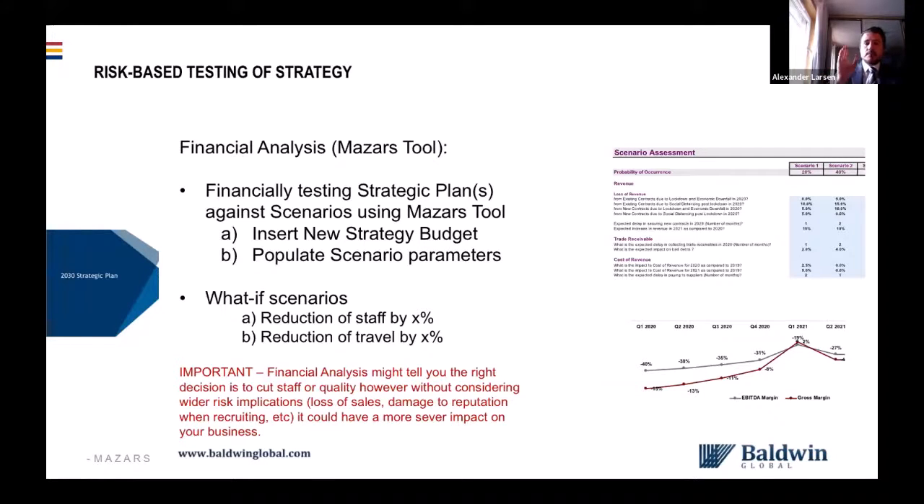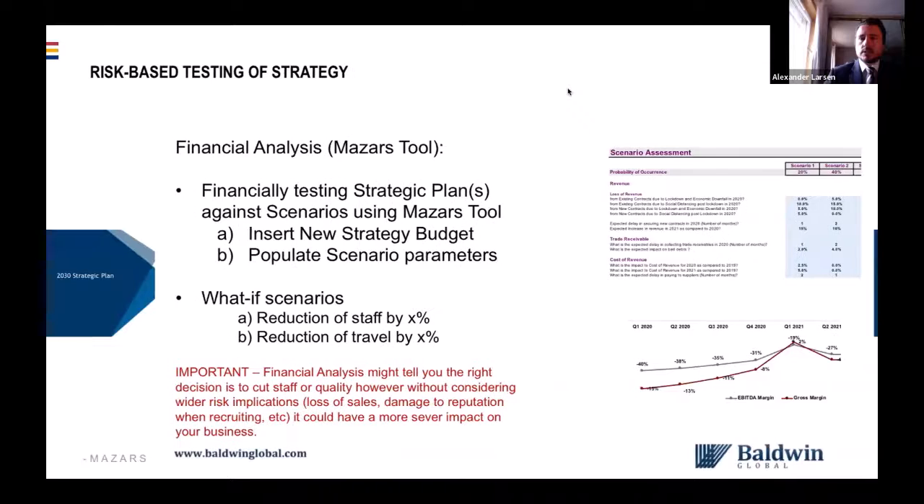But again, as I say, it's important. This is a financial analysis. Try not to forget all the other risks around that. Damage to reputation, for example, could actually have a more severe impact on your business. You might cut staff now, save a bit of money, but going forward, you never get those customers back that you lost who are now protesting because you cut staff. So be very careful about what you do going forward. Consider all the risks to your business.